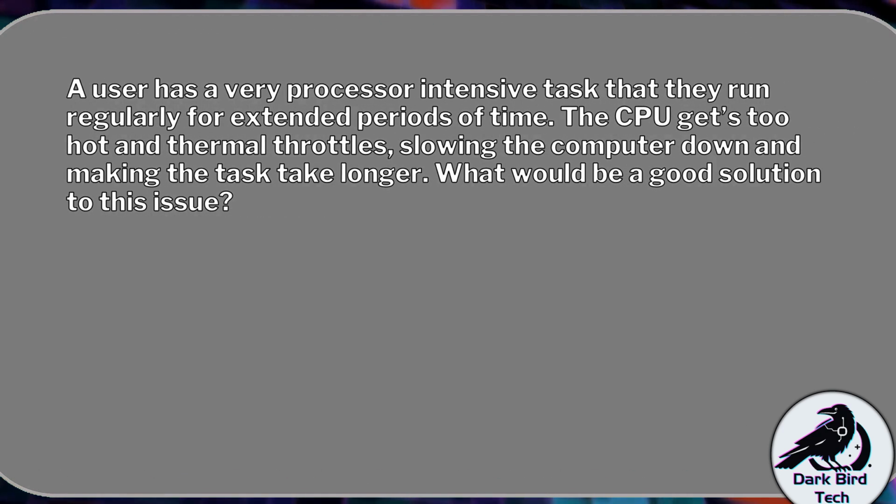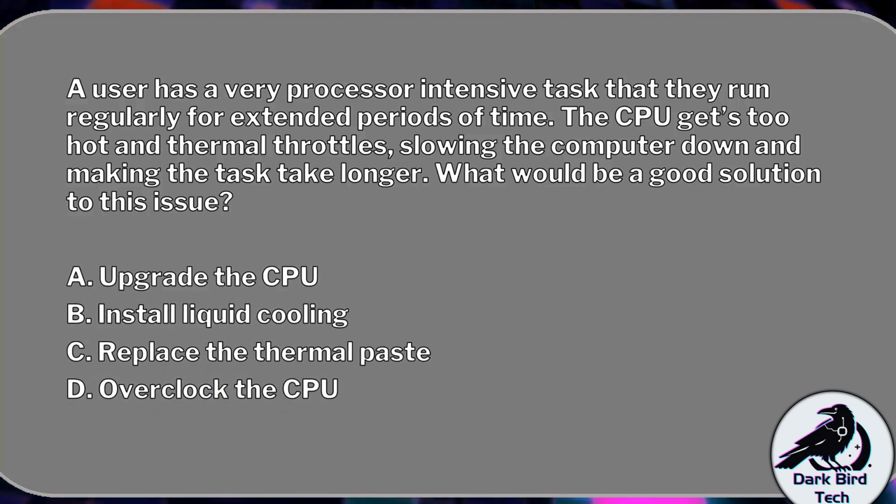Moving along. A user has a very processor-intensive task that they run regularly for extended periods of time. The CPU gets too hot and thermal throttles. Well, that's normal. Slowing the computer down and making the task take longer. That would be a consequence, especially if that task carries on while the CPU is thermal throttling. What would be a good solution to this issue? Upgrade the CPU, install liquid cooling, replace the thermal paste, and overclock the CPU.